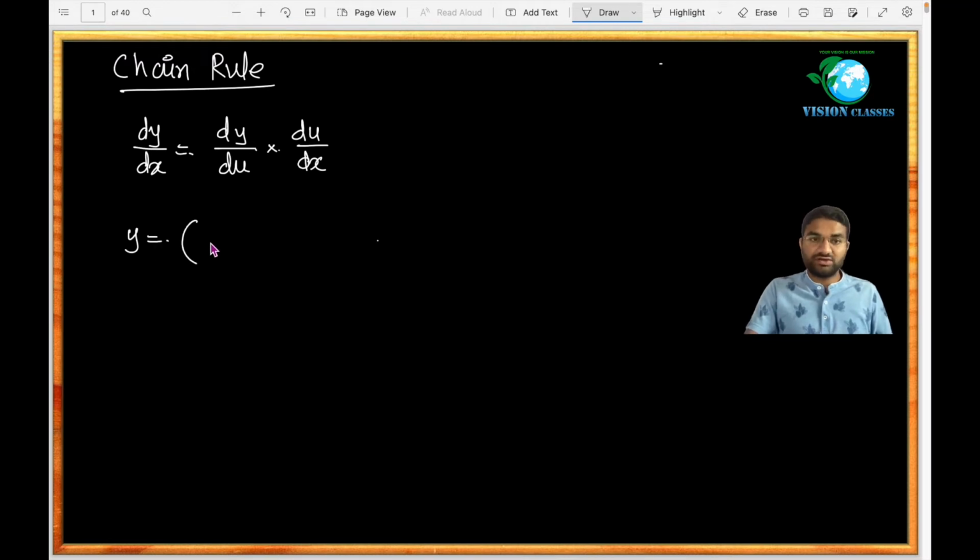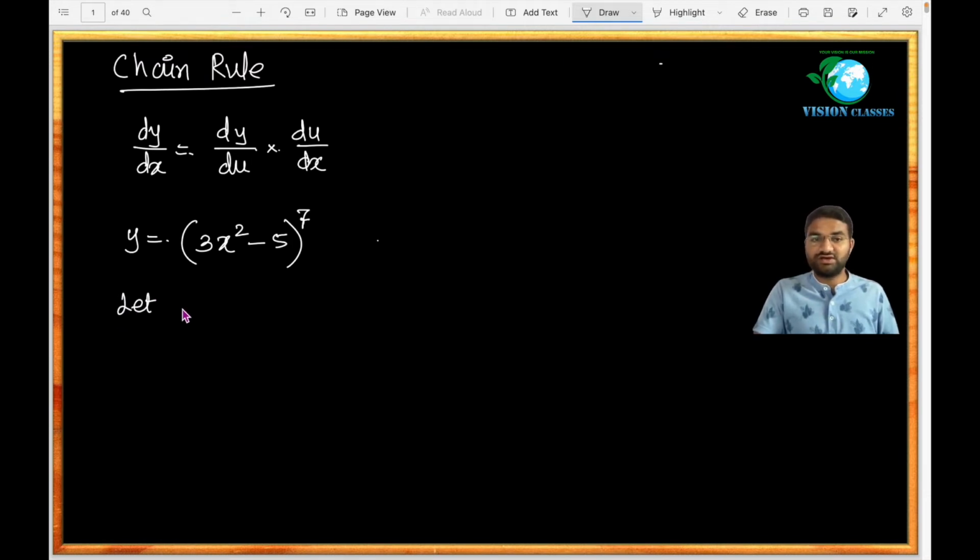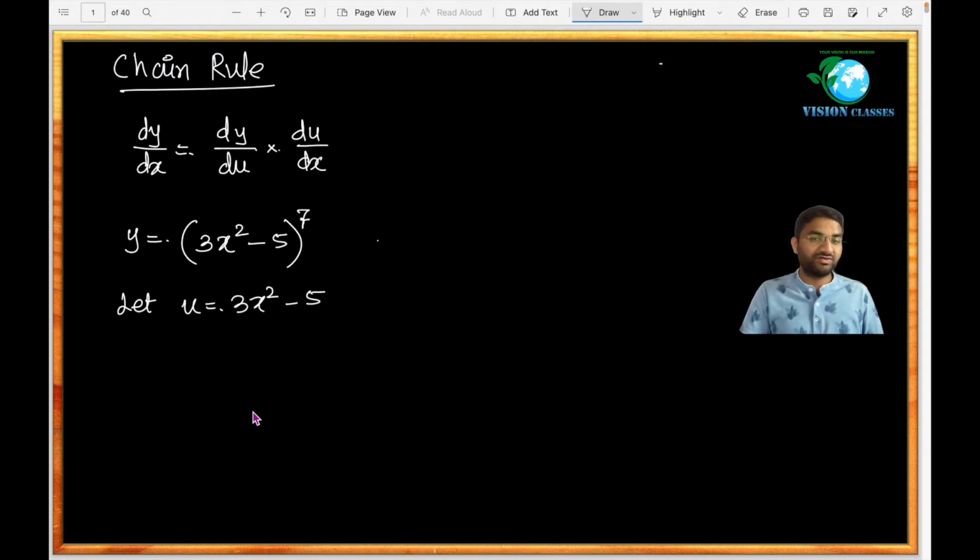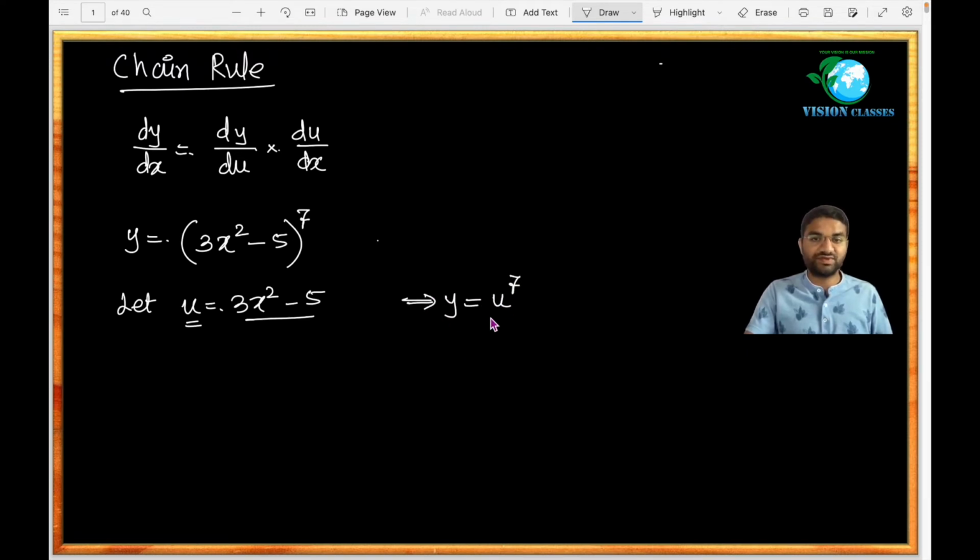Let's say we have y is equal to (3x square minus 5) raised to 7. So here basically we firstly have to assume, let u is equal to 3x square minus 5. So we assumed that 3x square minus 5 is equal to u. So your y function will be y is equal to u raised to 7, isn't it? So see, here you got the function u, right, and function y.